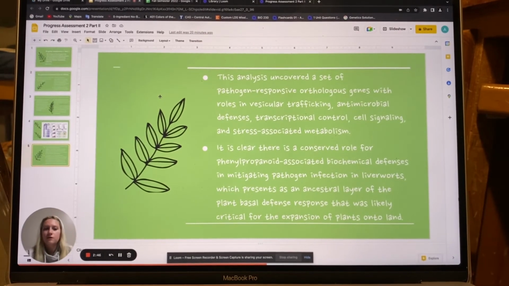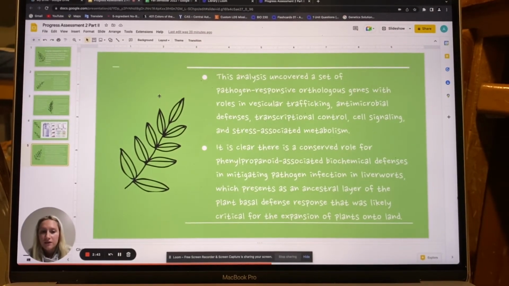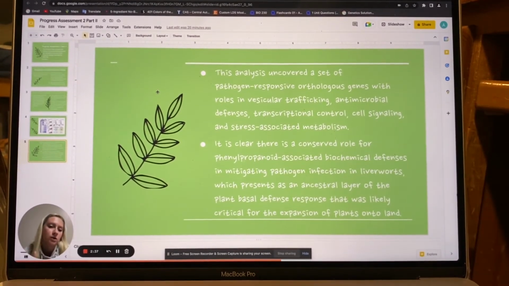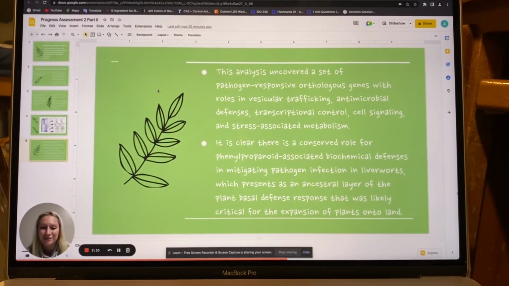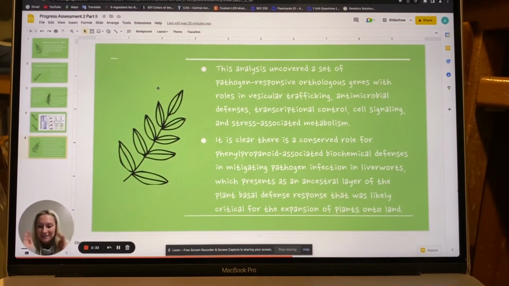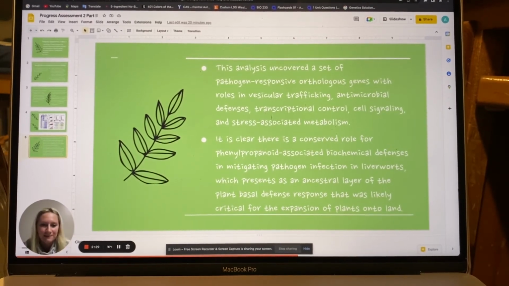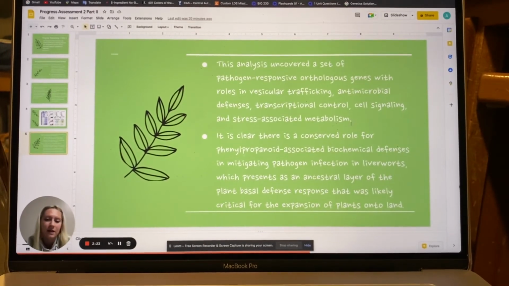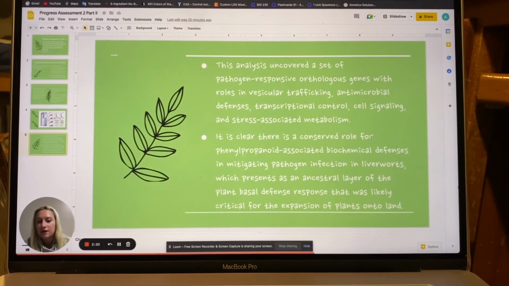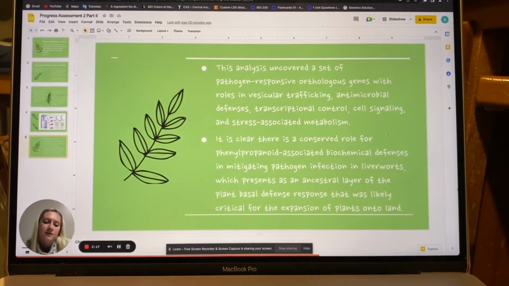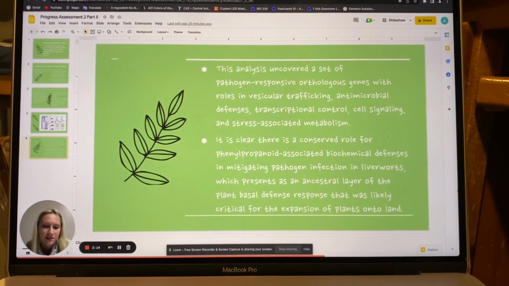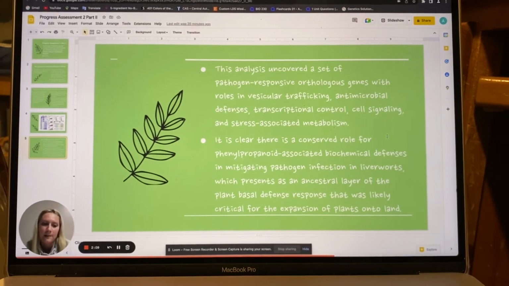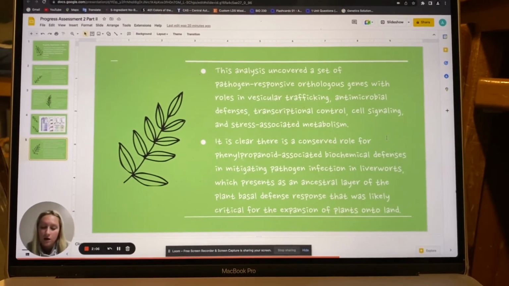Overall, this article found that these pathogen-responsive orthologous genes have roles in trafficking, antimicrobial defenses, transcription control, cell signaling, and stress-associated metabolism. Basically, all of these genes have all of these effects here, it's a lot. And then they also found that there is a conserved role for these phenylpropanoid defenses in mitigating pathogen infection in liverworts, which presents as an ancestral layer of the plant basal defense response. And that was likely critical for the expansion of plants onto land.